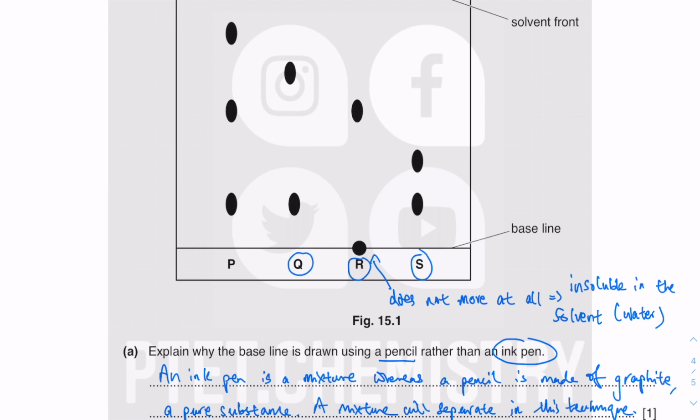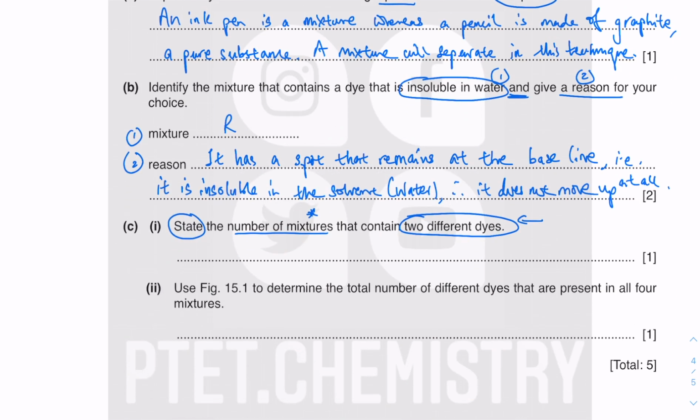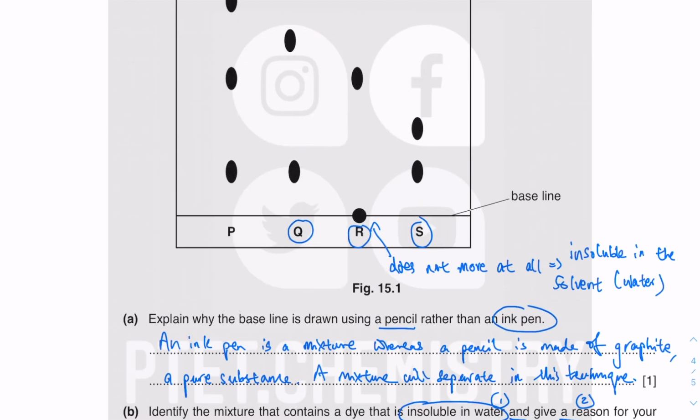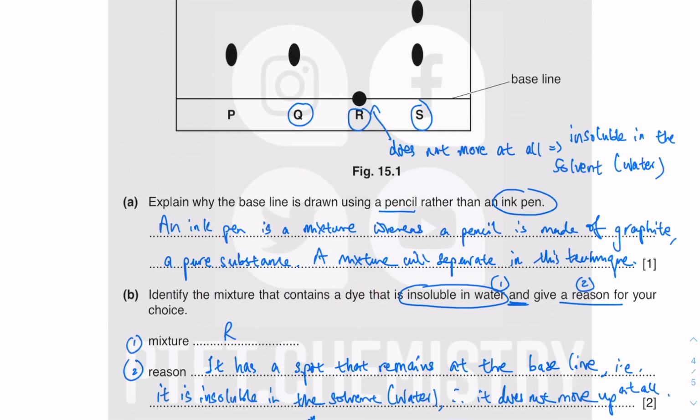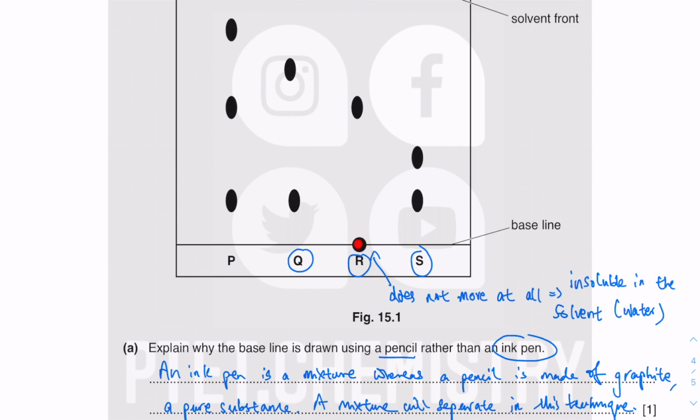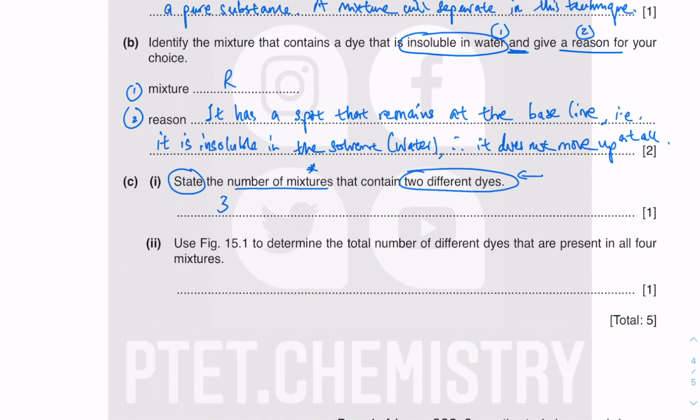That means there are 3 different mixtures that separate into 2 components. Alright, so there are 3 different mixtures, and these include R, which has 1 particular dye that is insoluble in water, and then another one. So there are 2 components in this mixture as well.